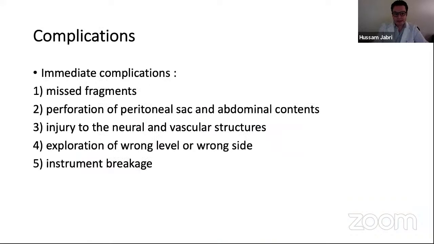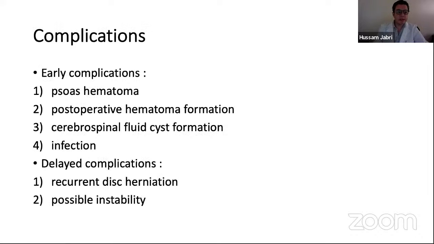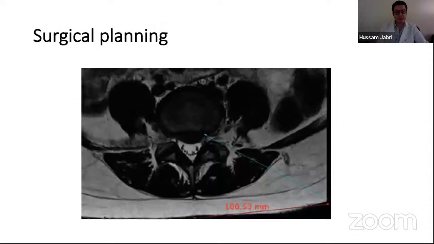Complications are more or less like the general complications of any spine procedure. Add to that perforation of the peritoneal sac and the abdominal contents if the surgeon is not adherent to the technique and goes too lateral. Missed fragment, injury to neural or vascular tissue. Again, it is all the same as other disc procedures. Early complications: psoas hematoma, postoperative hematoma, cerebrospinal fluid leak, infection. The delayed complications remain as with other techniques approaching this pathology: recurrent disc herniation and possible instability.